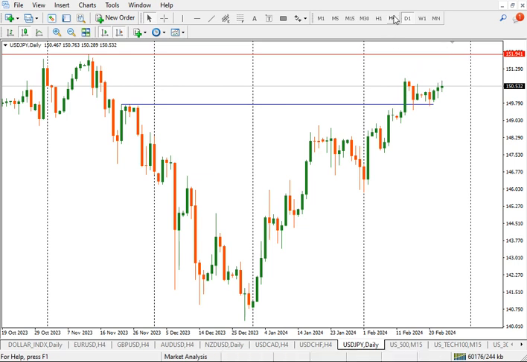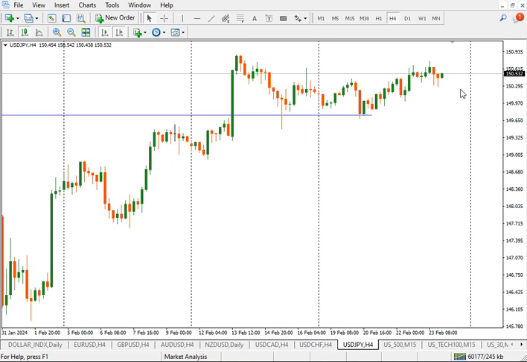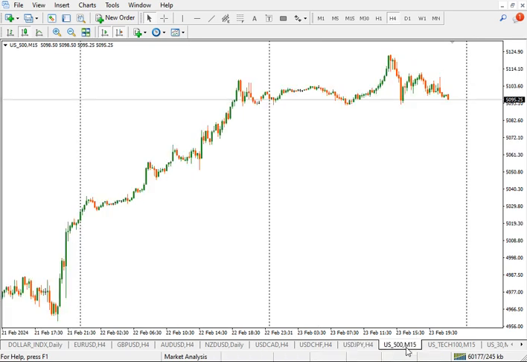So for the yen pair, we are very bullish.